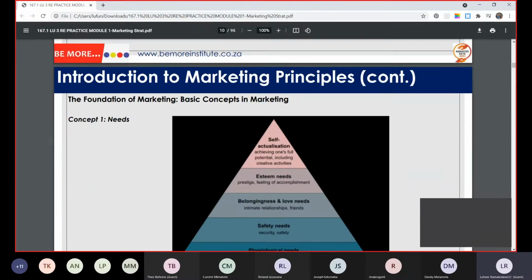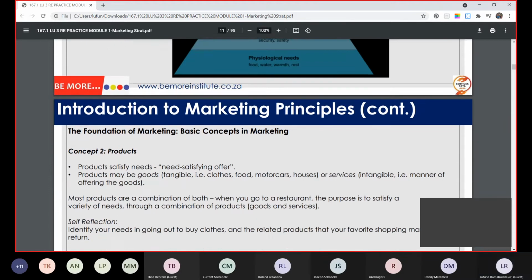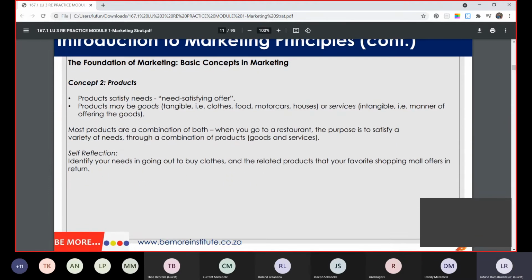So we've looked at the first one, which is the need. The need leads to the product. The products satisfy the needs. Products are a need-satisfying offer. So whatever is being offered, it needs to be able to speak to the needs that an individual has. Products may be goods, which are tangible, i.e. clothing, food, motor cars, or vehicles, houses, or services, which are intangible.